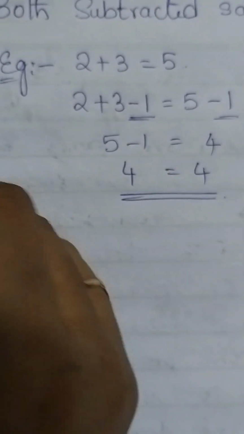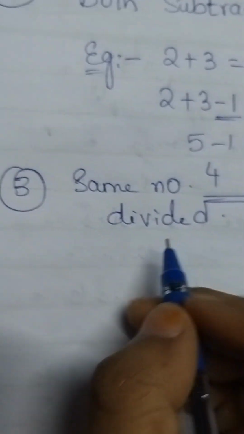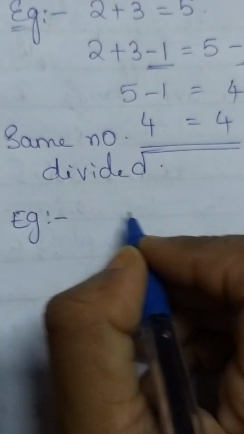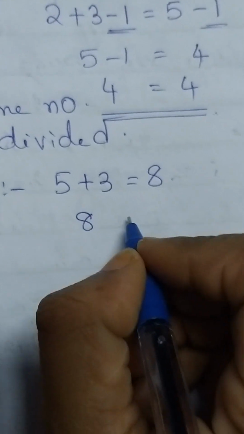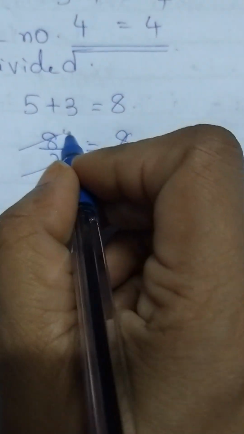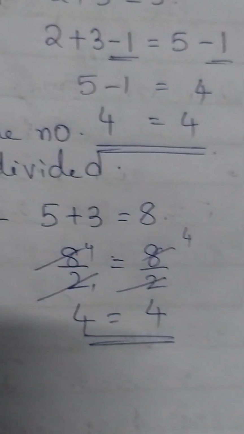Here also, in the third principle, what is the third principle, children? Here the same number is divided on both sides. For example, 5 plus 3 is equal to 8. Here see, children, 5 plus 3 equal to 8, divided by 2. If I divide by 2 on both sides, what do we get? 4 equal to 4. Like this we have to get equal values in LHS and RHS.